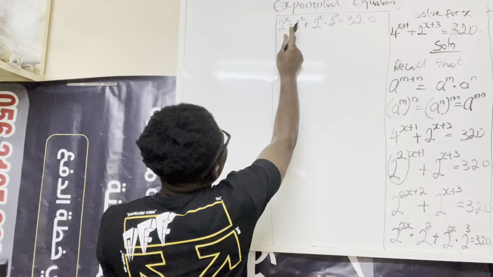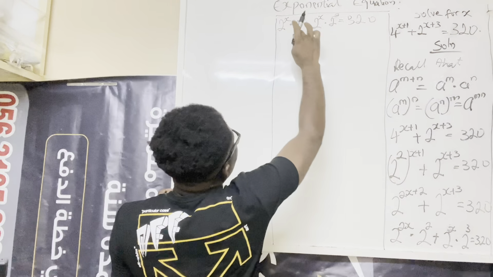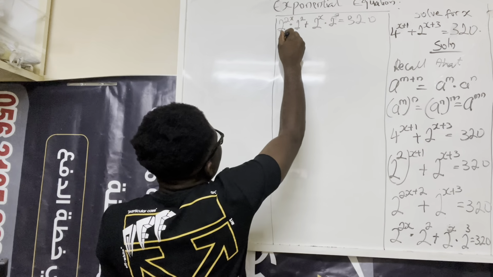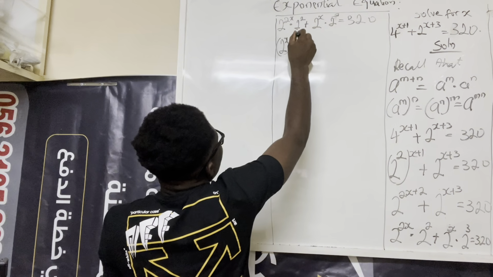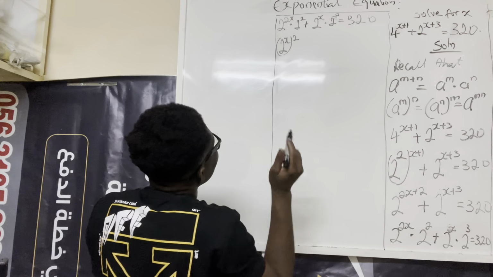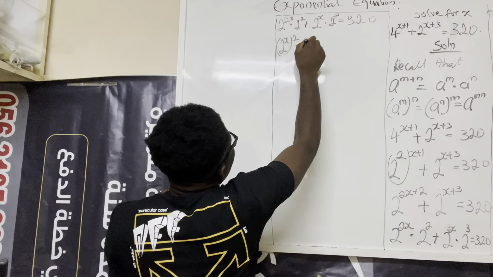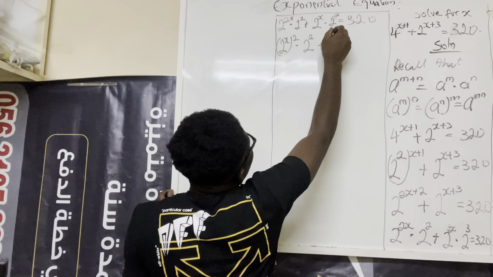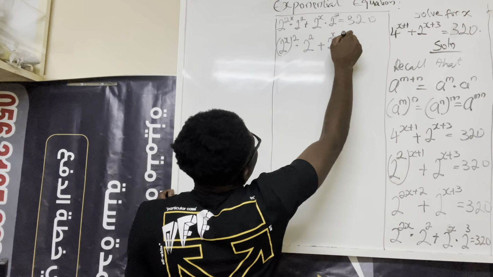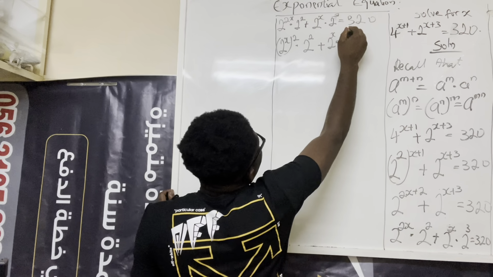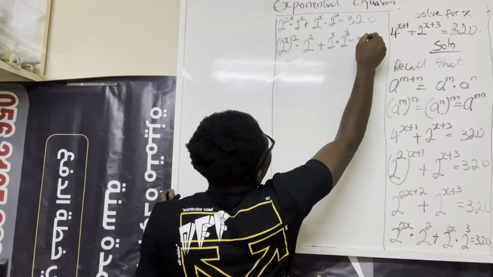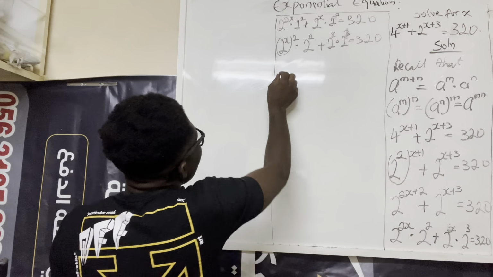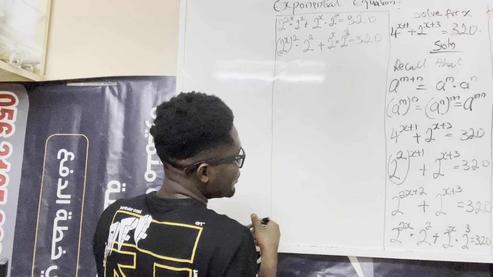So from here, I will convert this one. Here is 2x, so I will convert it to 2 raised to power of x, raised to power of 2. This one you are seeing here is equal to this, multiplied by 2 raised to power of 2, plus 2 raised to power of x multiplied by 2 raised to power of 3, equals 320.